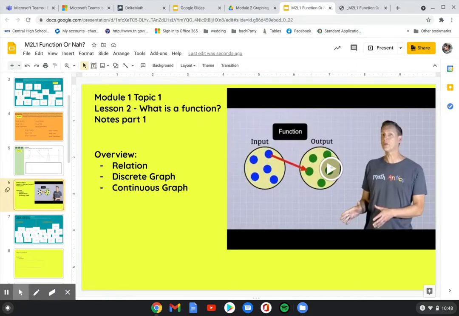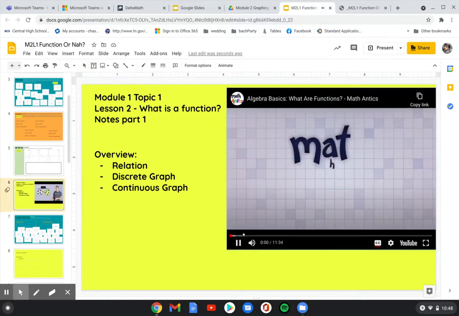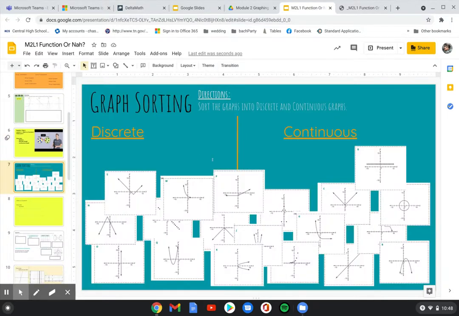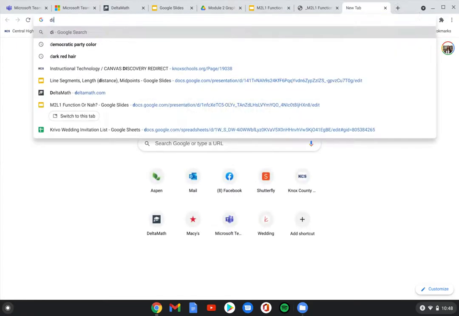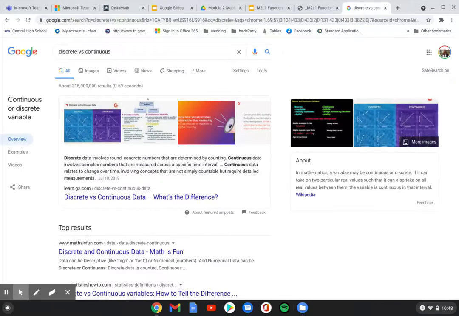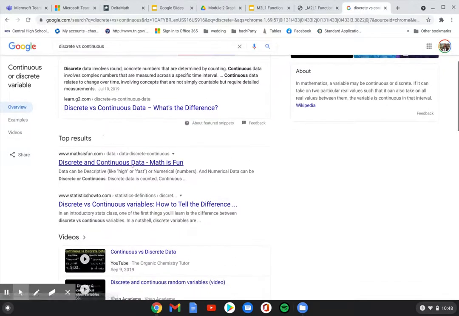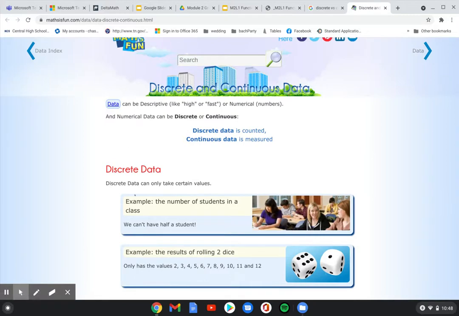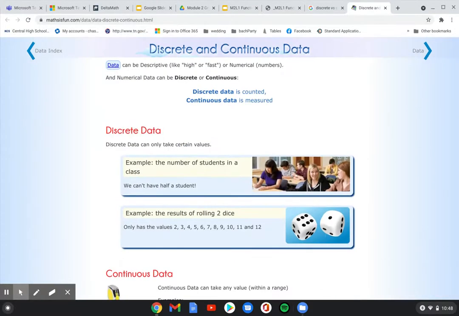When you're done with that, this is a video about talking about functions. So watch that. And then graph sorting. So discrete and continuous. So let's look up that for a second. Discrete versus continuous. Look at that. All right. Oh, that's intense. So if you ever see Math Is Fun, that is a good and simple way to look at different definitions.